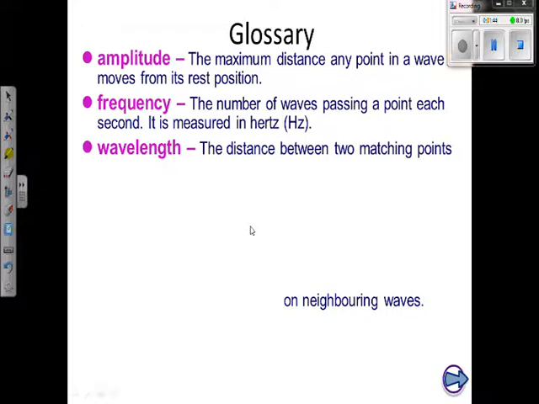Here are some definitions you need to know. Amplitude is the maximum distance any point in a wave moves from its resting position. Frequency, the number of waves passing a point each second. It's measured in hertz. Wavelength, the distance between 2 matching points.